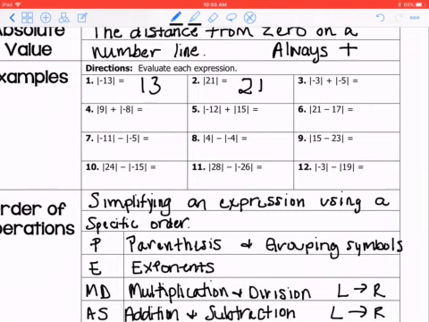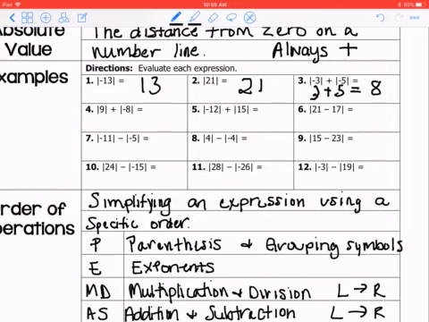For number 3, they have an addition sign in between the two sets of brackets. So what that means is you have to find the absolute value of the negative 3, which is going to turn positive. And then it's going to be plus the absolute value of the negative 5, which is 5. And we know that 3 plus 5 is 8.